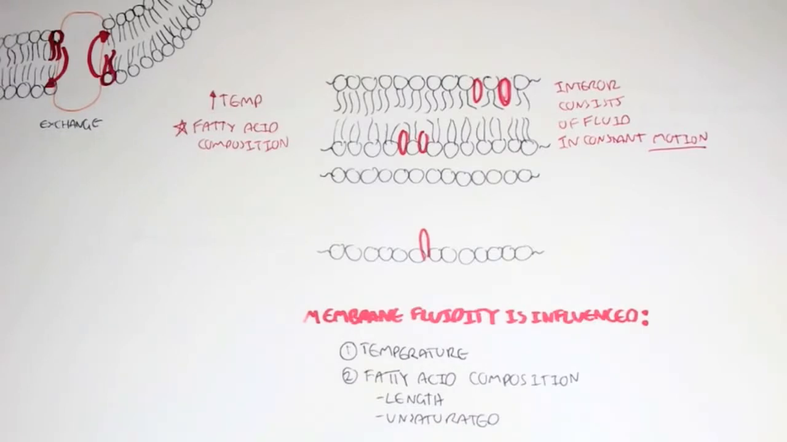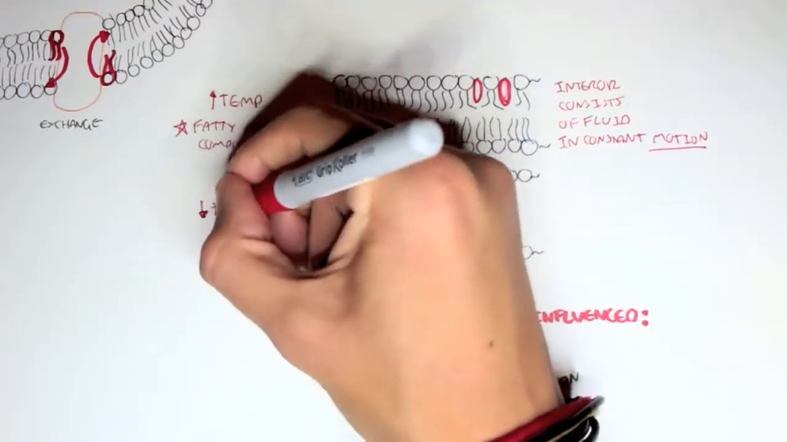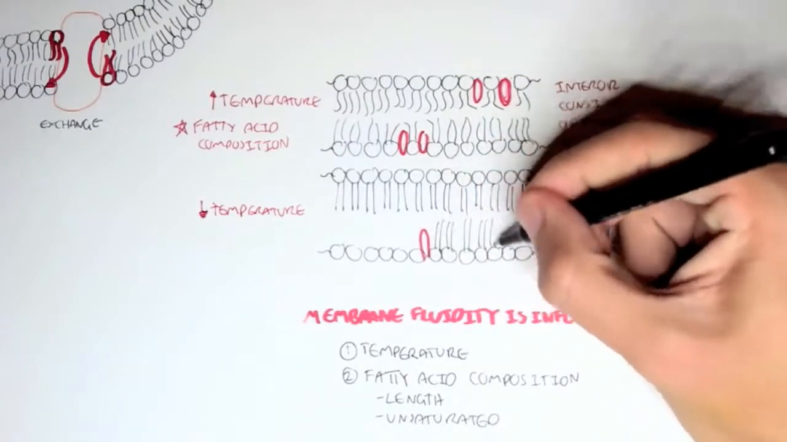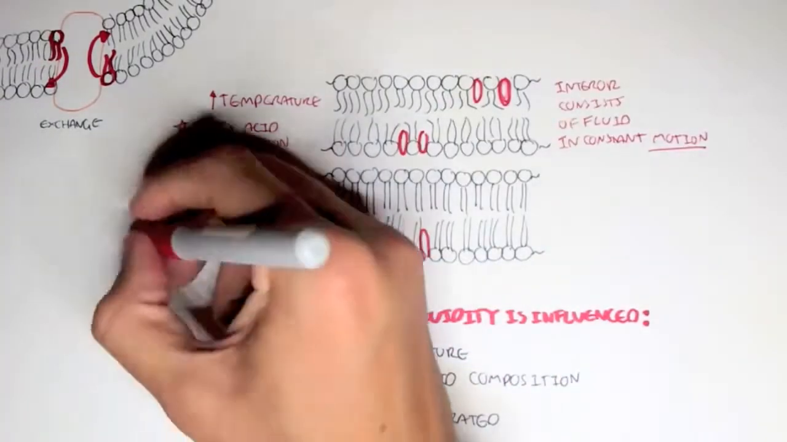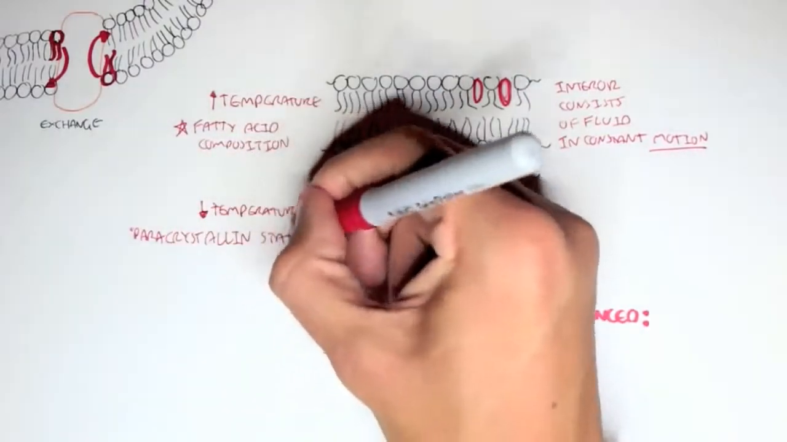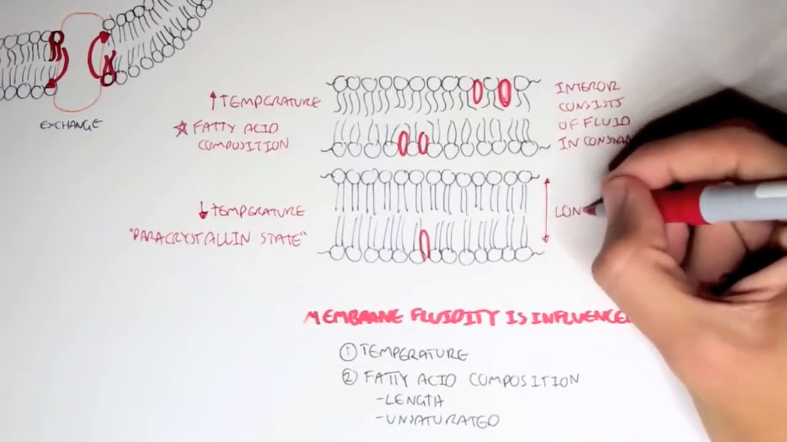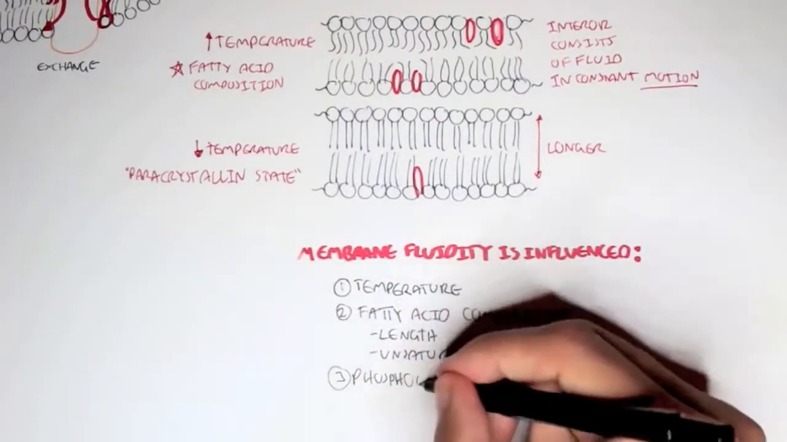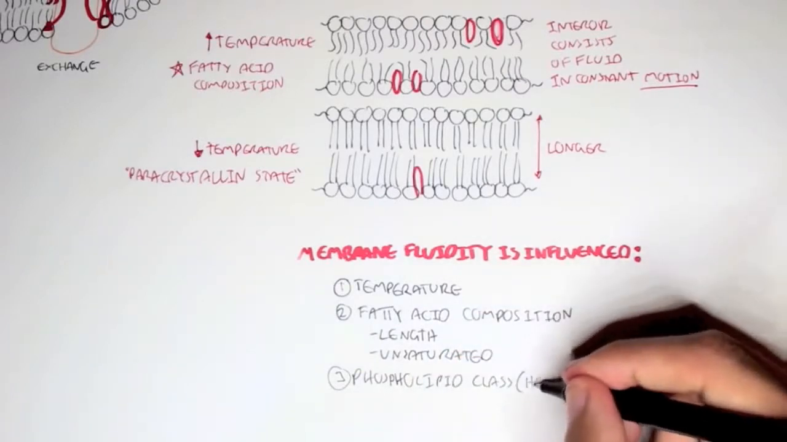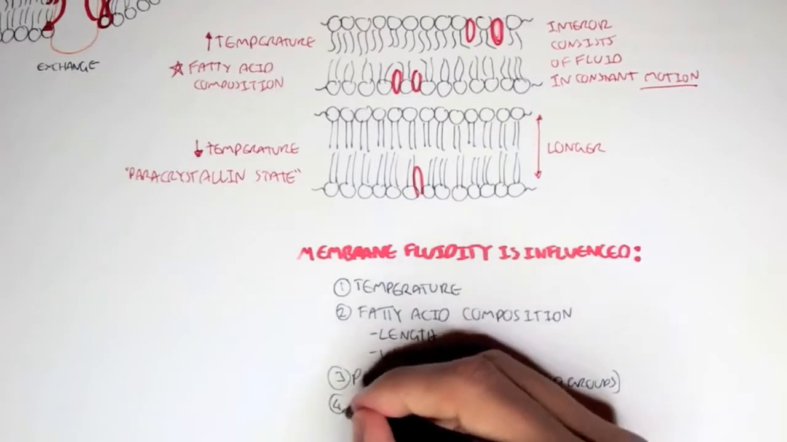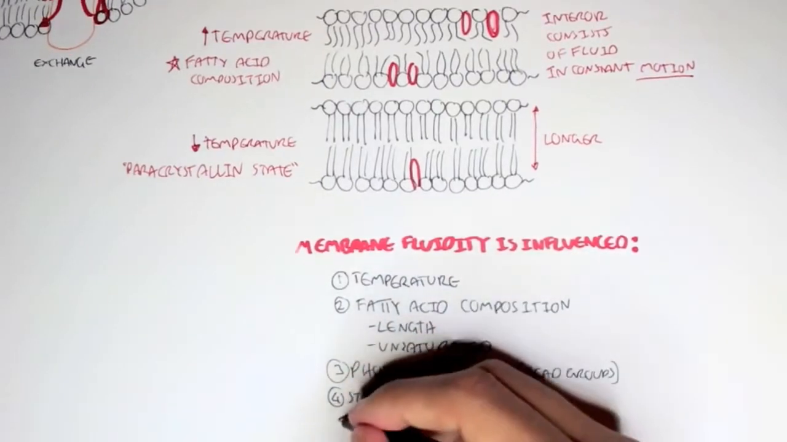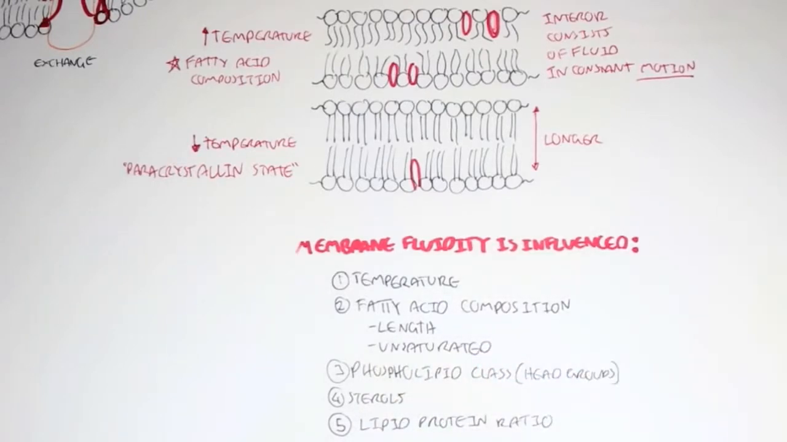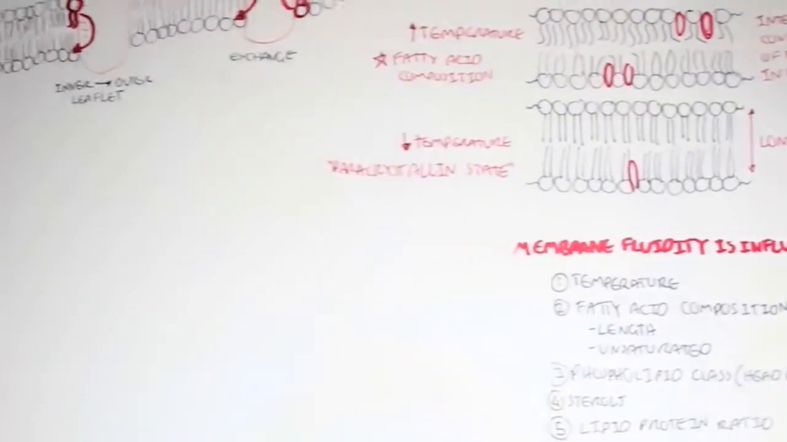Just think about it. Now, if we, for example, decrease the temperature within the membrane, this will cause the whole structure to stiffen, you can say. And so it's not as fluid. And this state is called a paracrystalline state. And it changes the cell membrane length in some way to become longer because it's stiff. Now, other things that influence membrane fluidity is the phospholipid classes, such as if there's heaps of phosphatidylcholines, phosphatidylserines, or phosphatidylinositols. Sterols can also influence this, and lipid-protein ratio, if there's a lot of proteins or if there's a lot of lipids within the cell membrane.